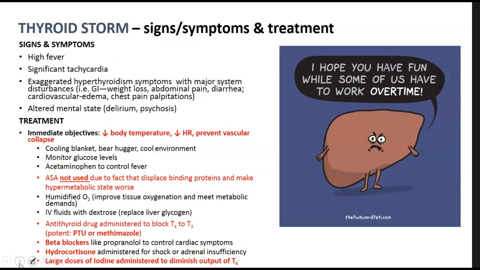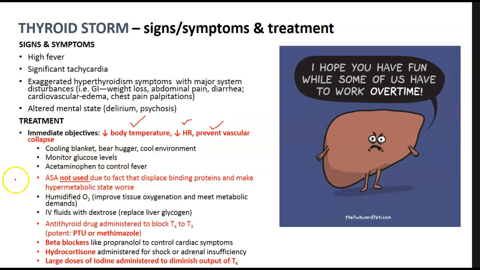So for thyroid storm, signs and symptoms: high fever, tachycardia, like I said, exaggerated hyperthyroid symptoms. What you need to know about treatment is that some of the symptoms are kicked off by that over-exaggerated metabolism. So primary objectives, symptom-wise, are to decrease body temperature, help decrease the heart rate, and with that prevent vascular collapse. Ways to do this: get their body temp down with a cooling blanket, Bair Hugger, cool environment. Tylenol can help with that. Monitor glucose levels.